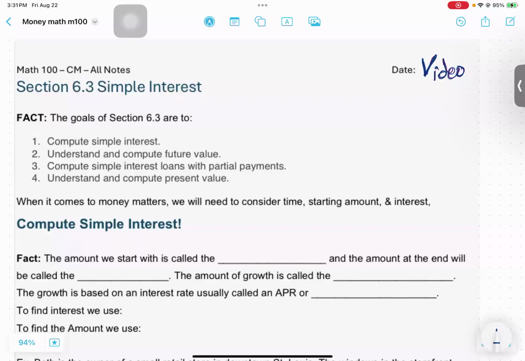Hi everyone. We are going to be working on and doing the notes for simple interest and compound interest together. So this is going to be another long one.